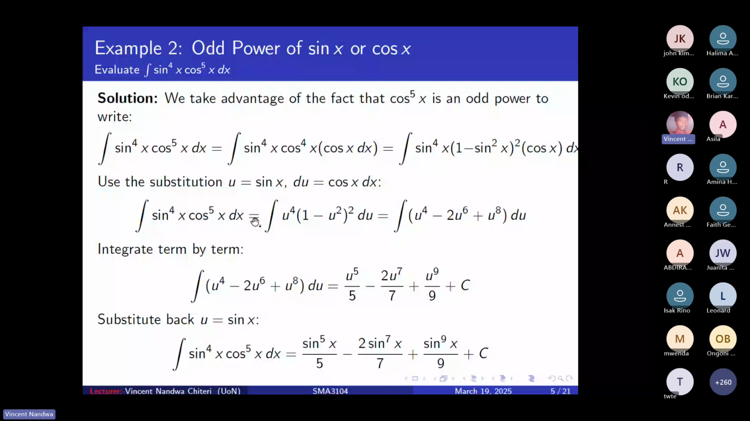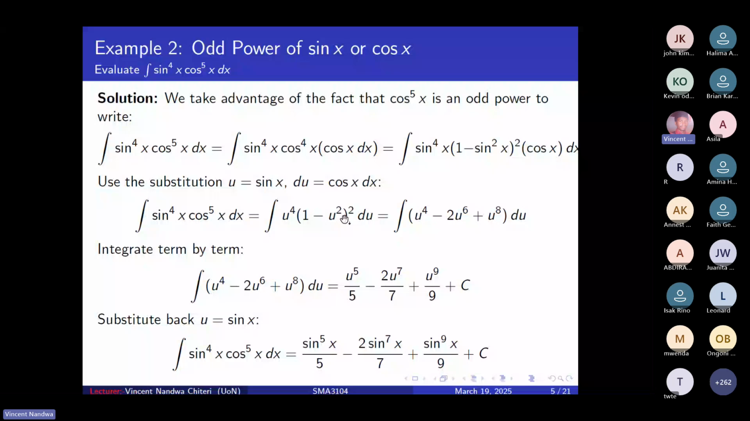Then this is a very easy algebraic expression which you can square. When you square this, you get 1 minus 2u squared plus u power 4. Then when you multiply by u power 4, you get u power 4 minus 2u power 6 plus u power 8 du, which is now a very easy integral to evaluate because you're just going to apply the power rule.